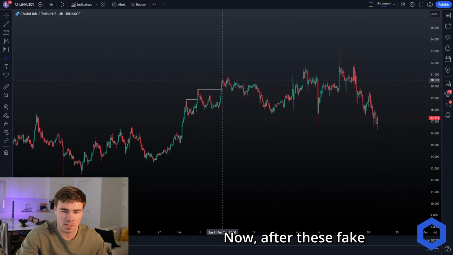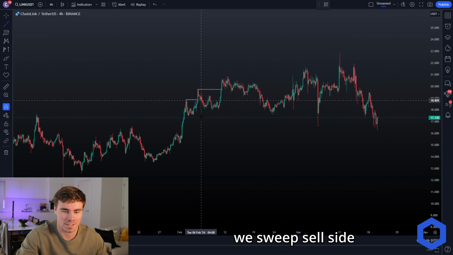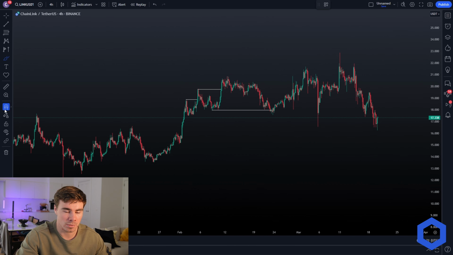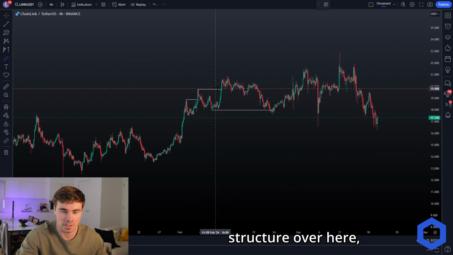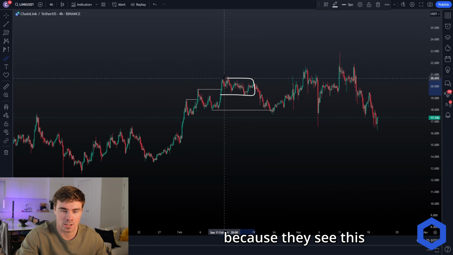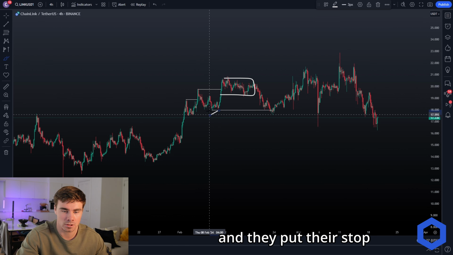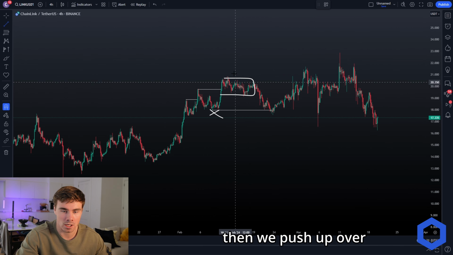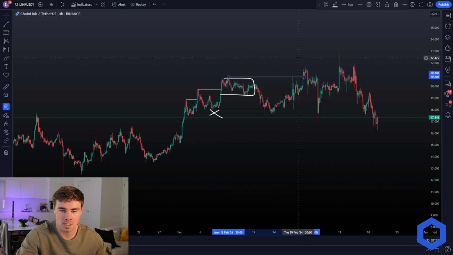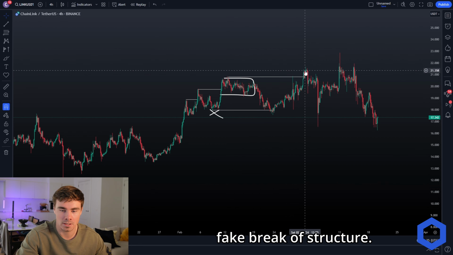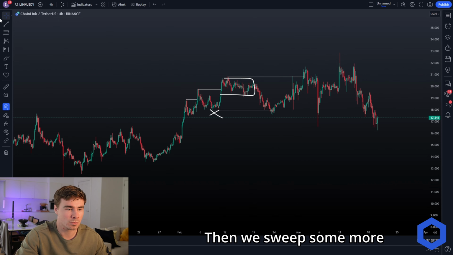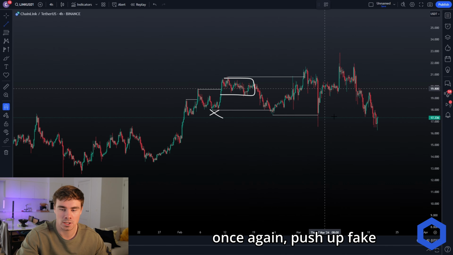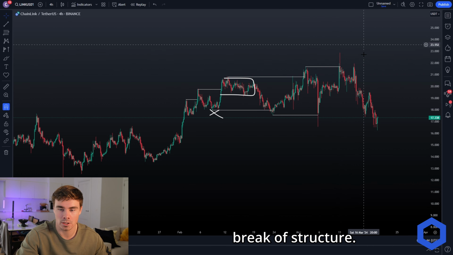Now, after these fake breakout structures, we sweep sell side liquidity over here. Why is there sell side liquidity resting beneath this low? Because of this final breakout structure over here. People long over here because they see this fake breakout structure and they put their stop loss over here. We mitigate that sell side liquidity pool, then we push up over here, right? And we put in another fake break structure. Then we sweep some more sell side liquidity over here. After that sell side liquidity sweep, once again, push up, fake break structure.